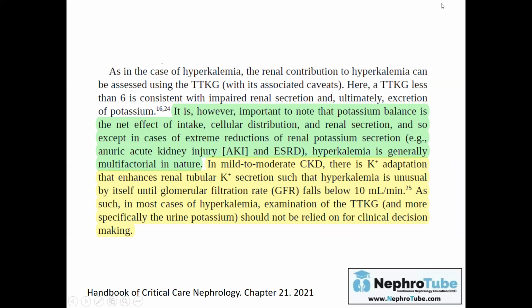Usually the hyperkalemia is of combined etiology. You will find multiple factors causing hyperkalemia in one person, so it is difficult to depend on the transtubular gradient in general, and it shouldn't affect the clinical decision making.